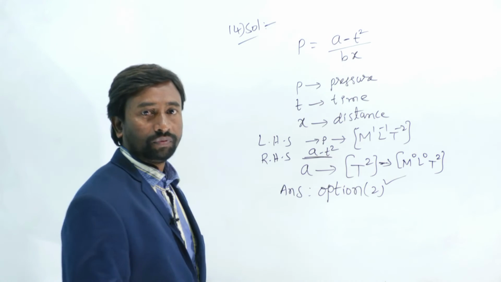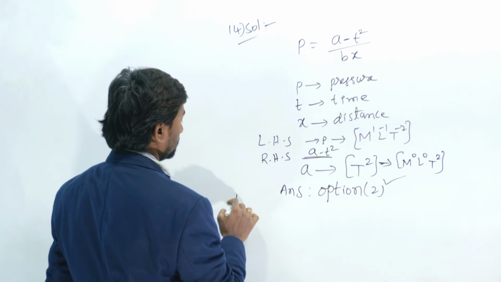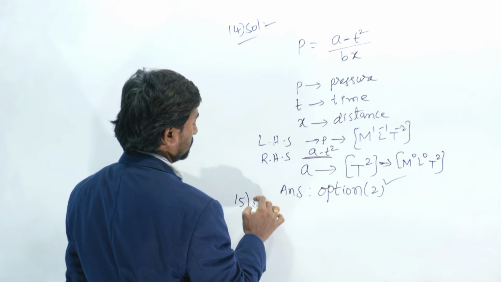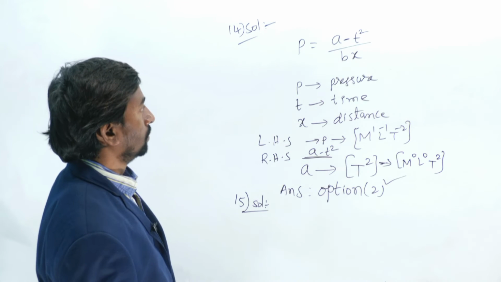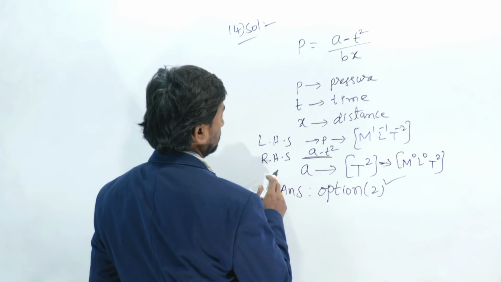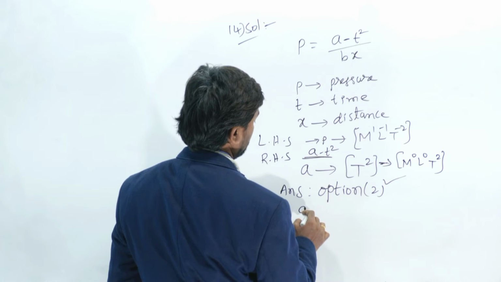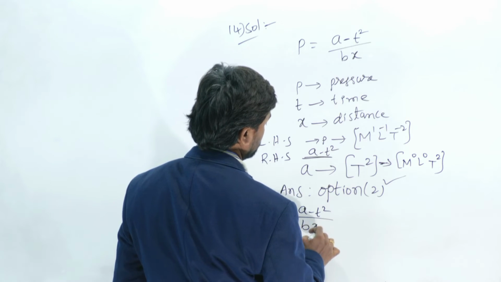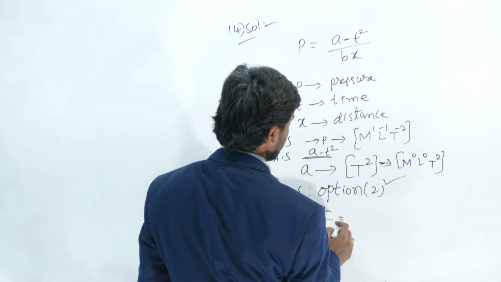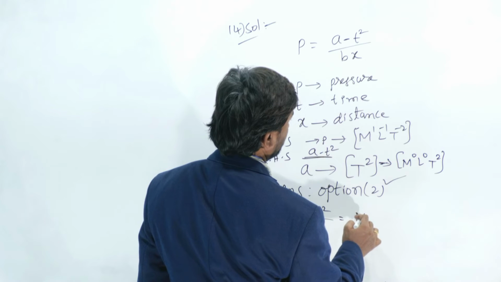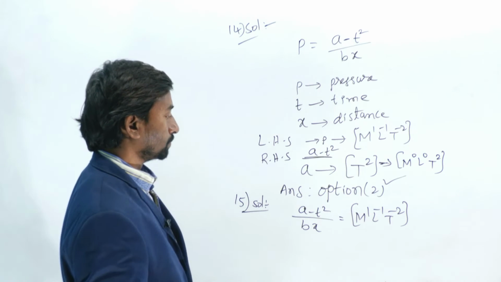Now the 15th one, they are asking from this only, we should find the dimension formula of B. I will do the 15th solution here only. The RHS term should be equal to, to find out B, A minus T square divided by B into X should be equal to M power 1, L power minus 1, T power minus 2.